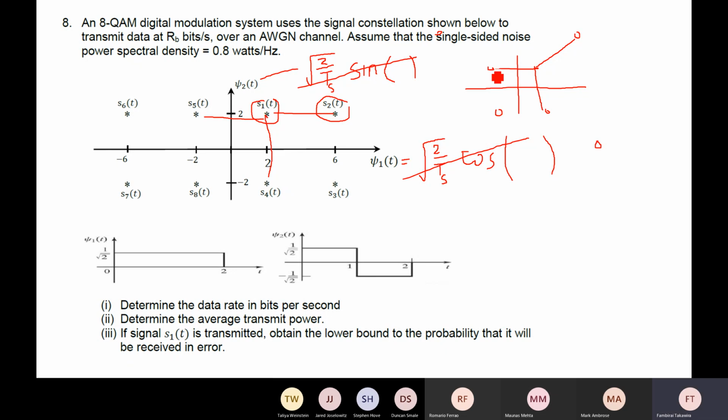Okay, so in this case then, the basis functions are psi1 and psi2, and to confirm that these are unit energy, if we integrate the square of psi1, we would find that we would have 1 upon root 2 all squared, which is 1/2, times 2 gives us 1. Similarly, with this one, if we square this, we'll end up with 1 upon 2 times 2, which gives us 1.